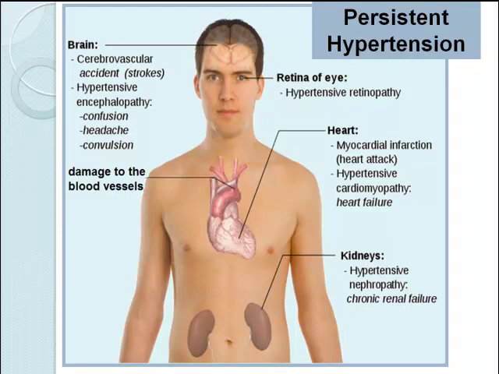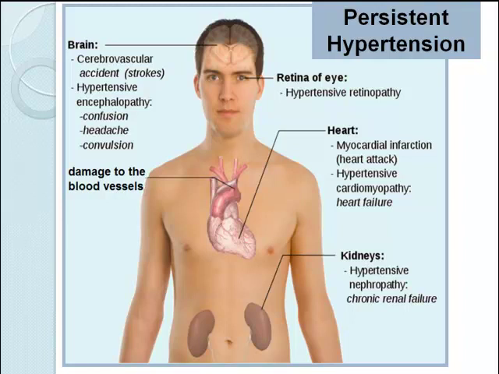The kidneys can also be affected. Hypertensive nephropathy, so pathy is disease, nephro is kidney, so it's disease of the kidney associated with hypertension. Ongoing disease of the kidney is also known as chronic renal failure.